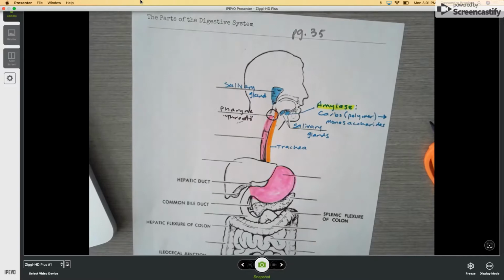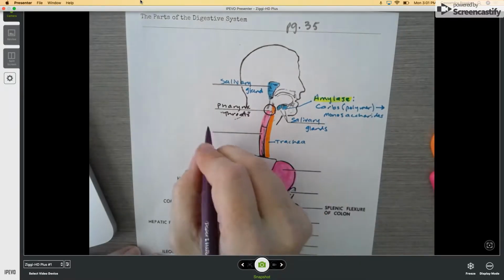So let's take a second right now to label esophagus, and I have a quick little video about it.